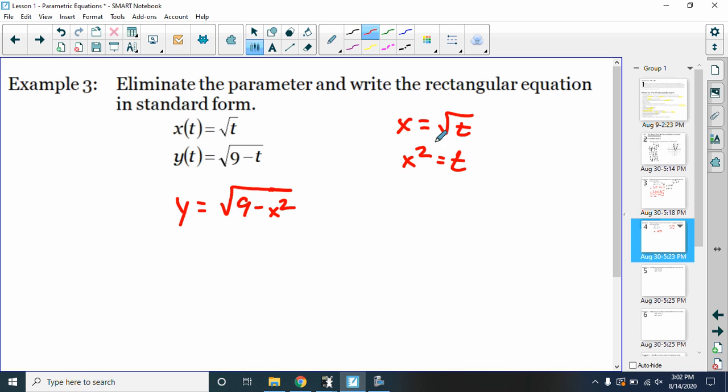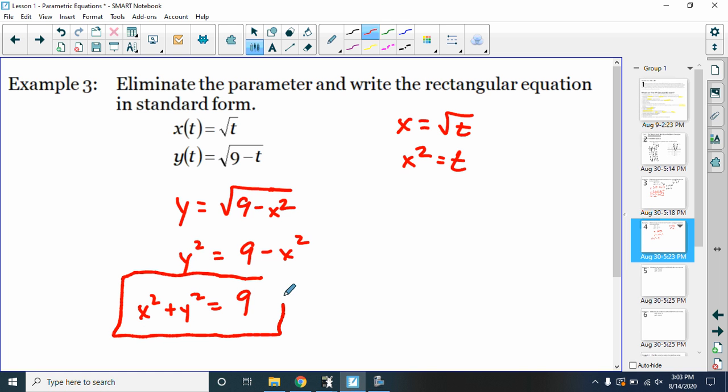Which is okay. This technically isn't standard form. Because I have an x squared and I technically have a y squared, if I square both sides, it would look like this. If x and y are both squared, we usually write them on the same side. I'm going to add x squared over. Anybody know what that equation is, what it looks like? Should be a circle with a center at 0, 0, and a radius of 3.